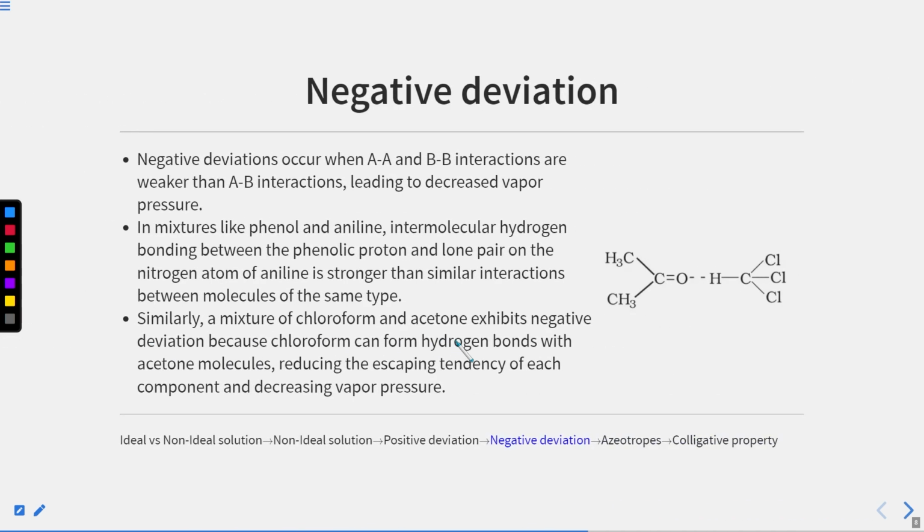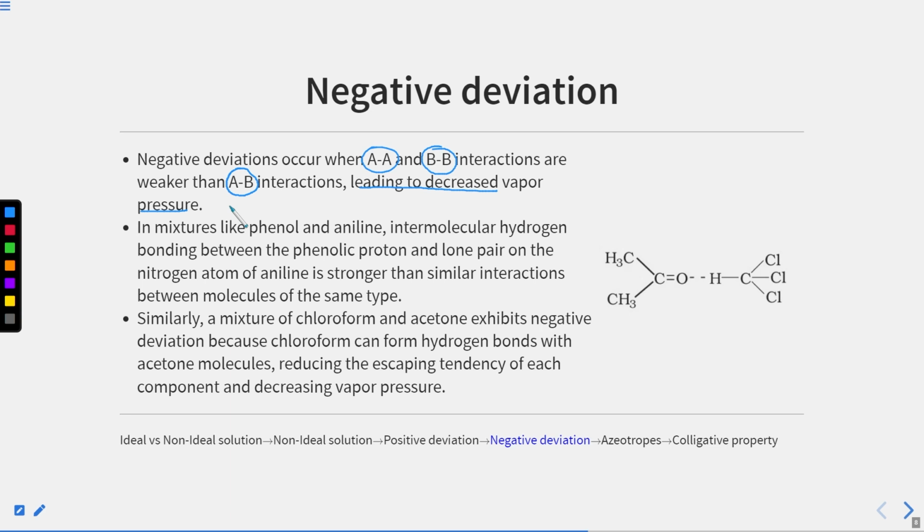Next, we have negative deviation. What happens in negative deviation? The opposite thing happens: the interaction between A and B is more as compared to AA and BB, leading to decreased vapor pressure. Now the interaction between A and B has increased. Initially A and A were interacting less, and at a certain temperature they got enough thermal energy to escape the solution phase and increase the vapor pressure by forming vapors over the solution.